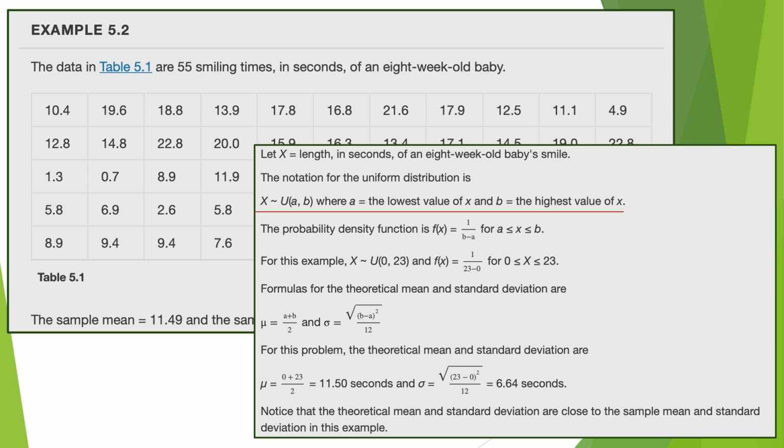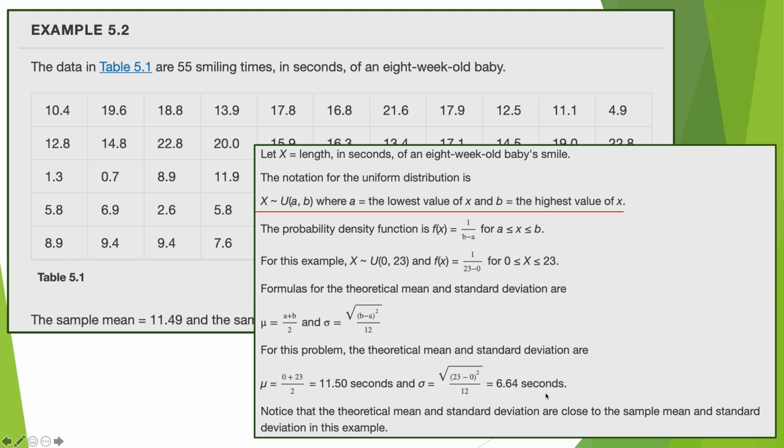And the standard deviation is going to be the square root of (b minus a) squared, all in parentheses, divided by 12. You do b minus a squared, divide by 12, and then take the square root. For this problem, the theoretical mean and standard deviation work out as follows. For the mean, the lowest score is 0, that's A. B is the highest score. Add them up, that's 23 divided by 2, I get 11.5. And the standard deviation is 6.64 seconds, because I take the square root of 23 squared divided by 12.